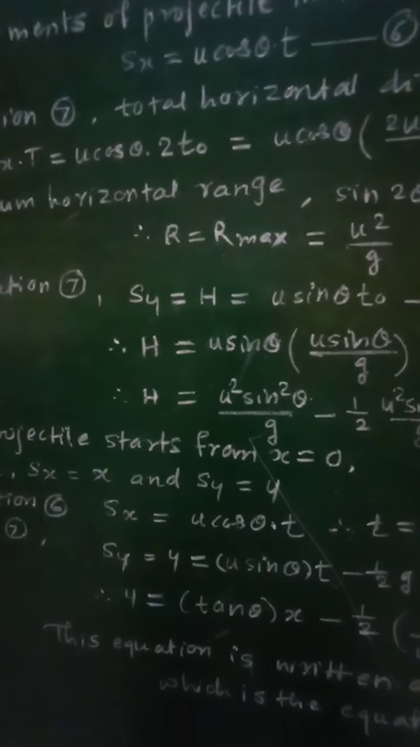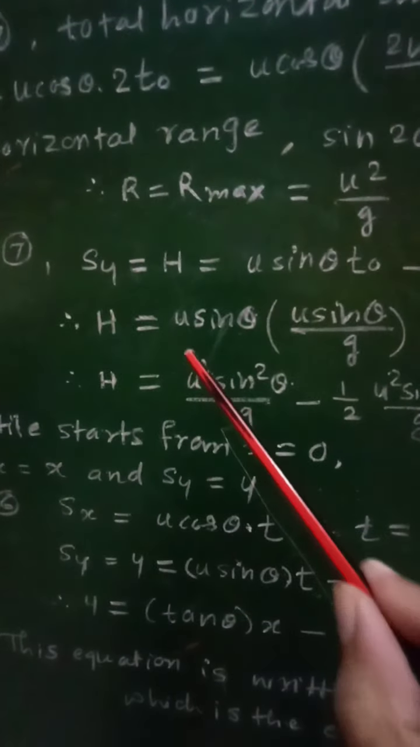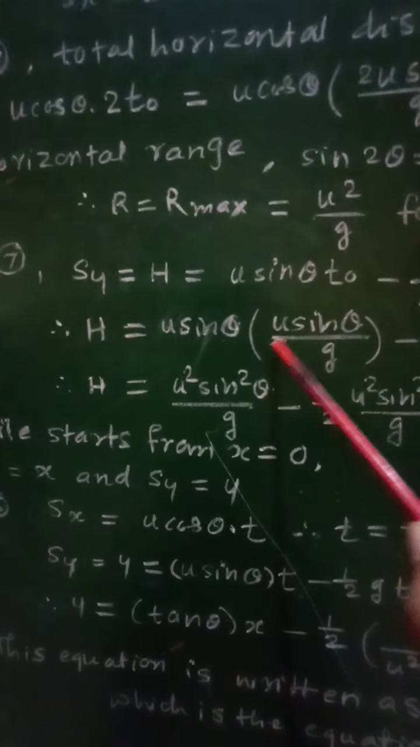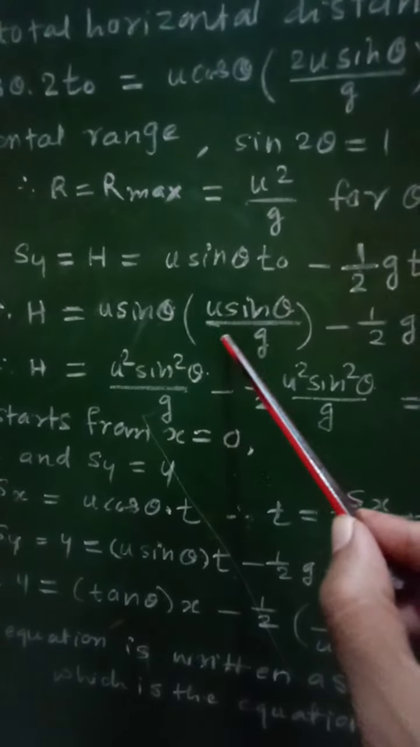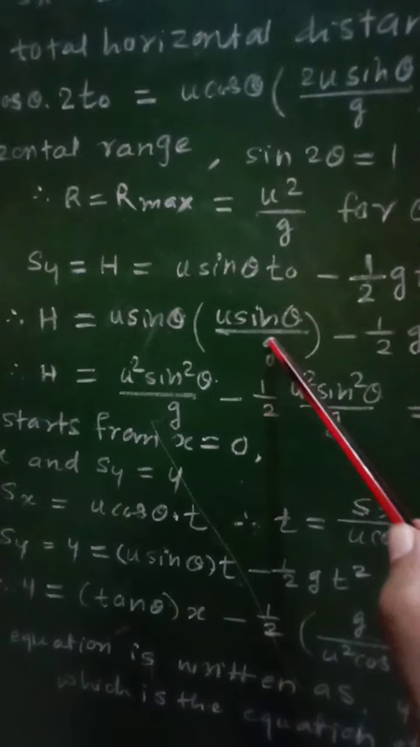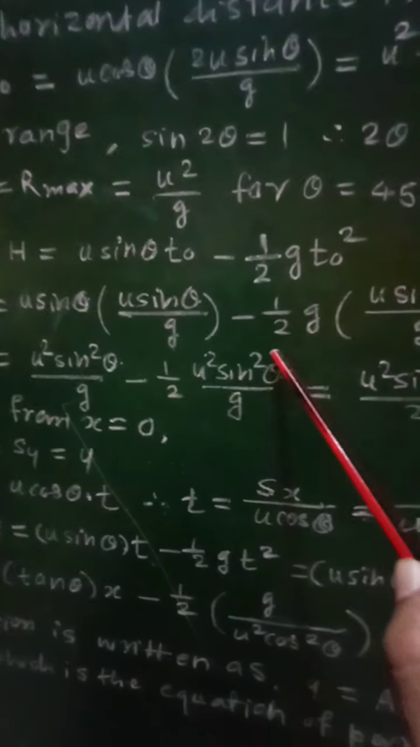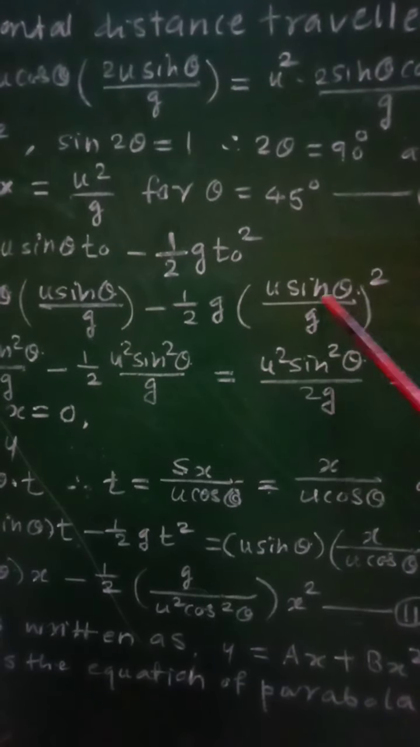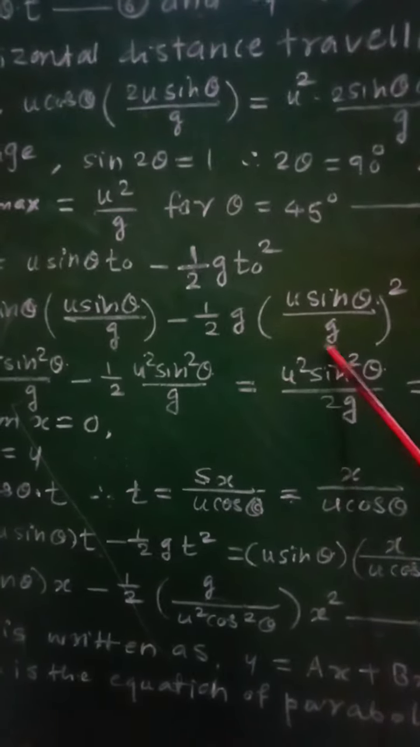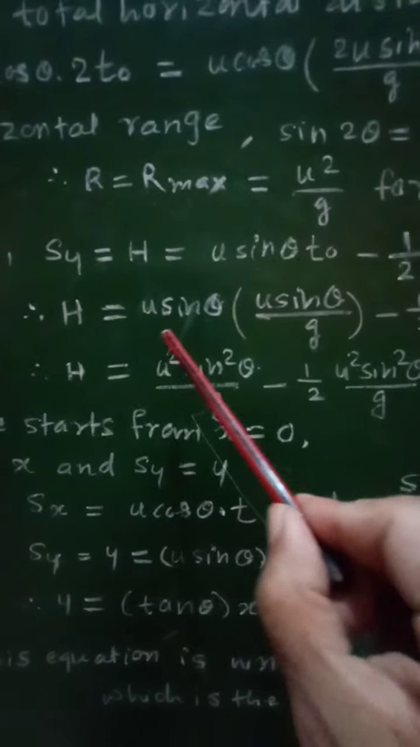Further it will be written as h is equal to u sin theta into u sin theta upon g, so that we will get u sin theta into u sin theta upon g, this is the value of t0, minus half g into (u sin theta upon g) square, that is t0 square.